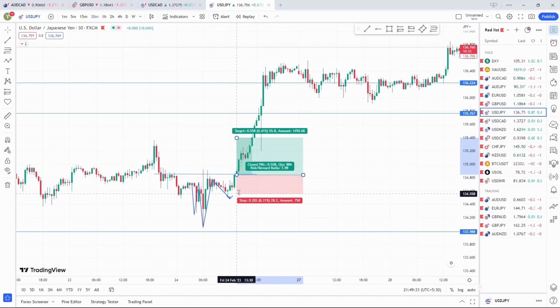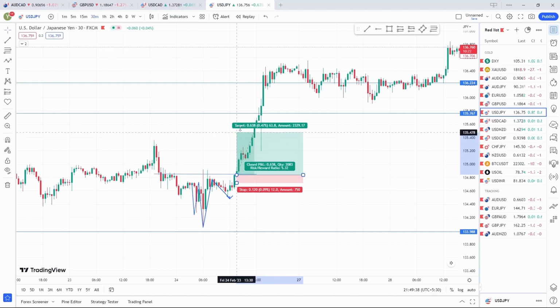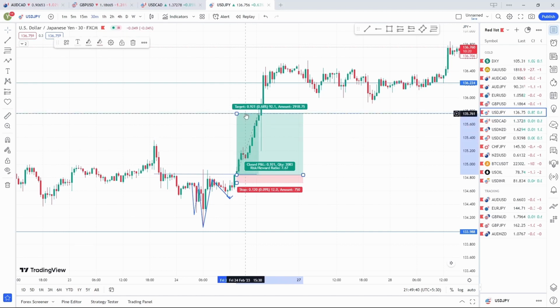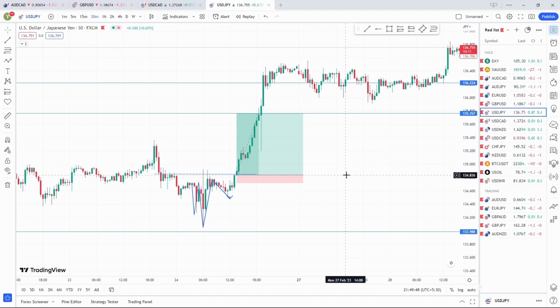Let's look at our risk to reward. Our SL will be just below the neckline and target will be at the first resistance zone. Now as you can see, here also we are getting a risk to reward of 1:7.67. So as you can see, the risk to reward ratio on these patterns is very good and very realistic. It's not very high and not very low.